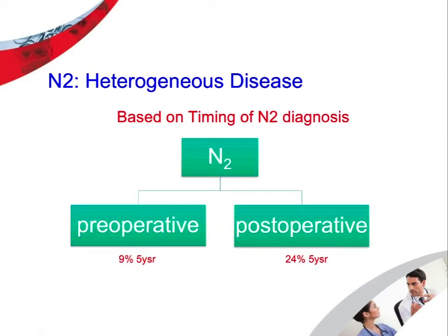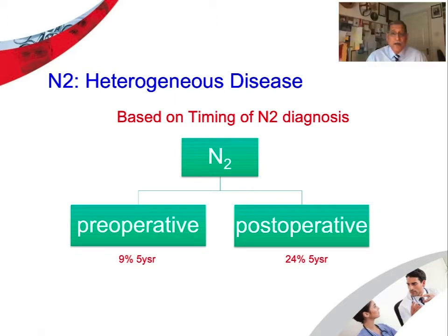Another area of heterogeneity is the timing of the diagnosis of the N2 involvement. N2 disease documented by invasive preoperative clinical staging such as EBUS, EUS, or mediastinoscopy have worse prognosis than N2 discovered on operative specimens, 9% versus 24% 5-year survival rate. This is quite significant. In theory, this difference could be explained by the difference in malignant cell load.